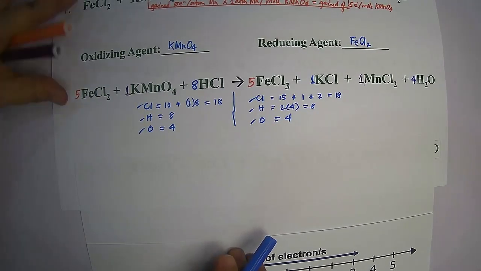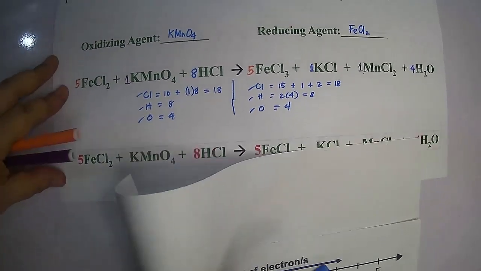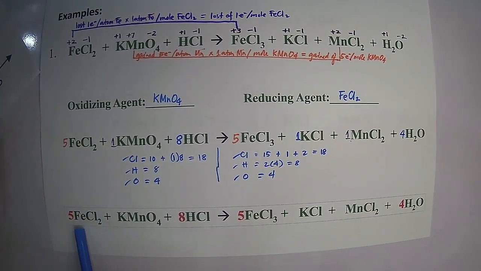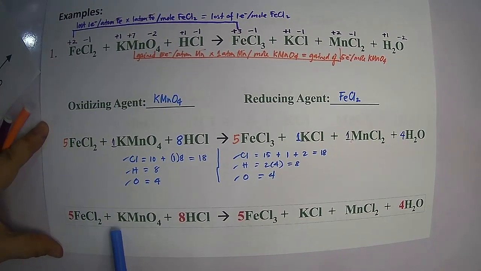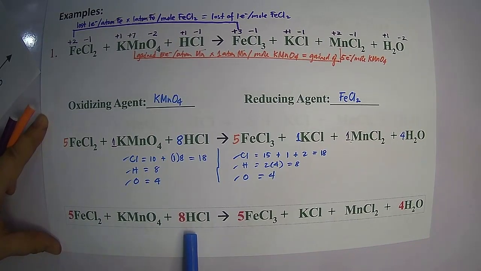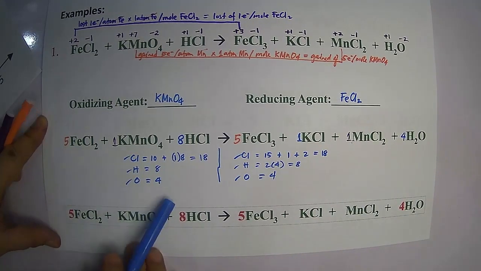So finally, we have the balanced equation. 5 moles of ferrous chloride will react with 1 mole of potassium permanganate and 8 moles of hydrochloric acid, to give you 5 moles of ferric chloride, 1 mole of potassium chloride, manganese chloride, 1 mole, and 4 moles of water. The 1 here is no more written.